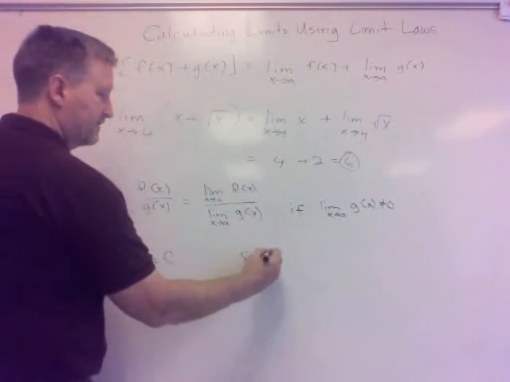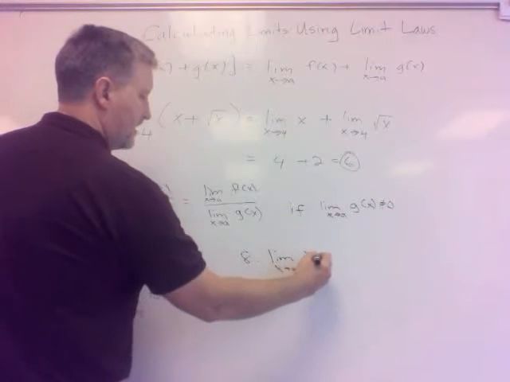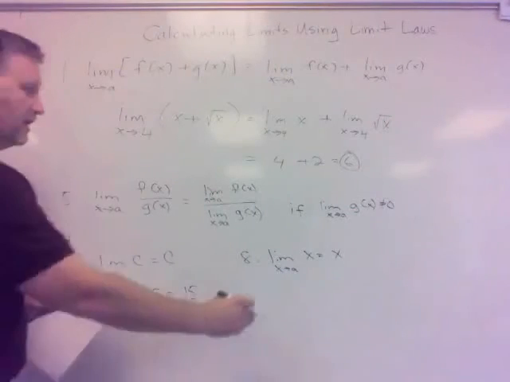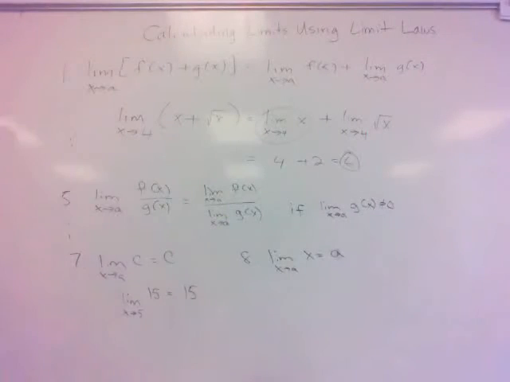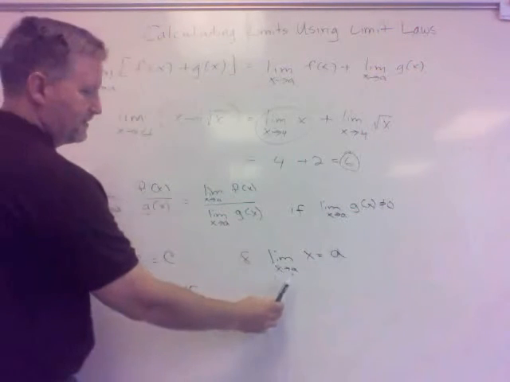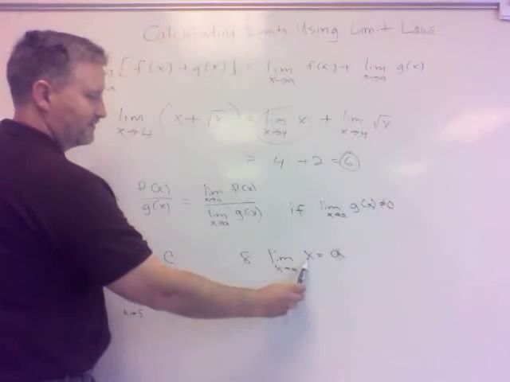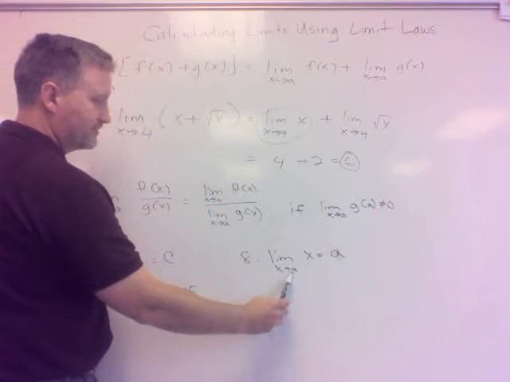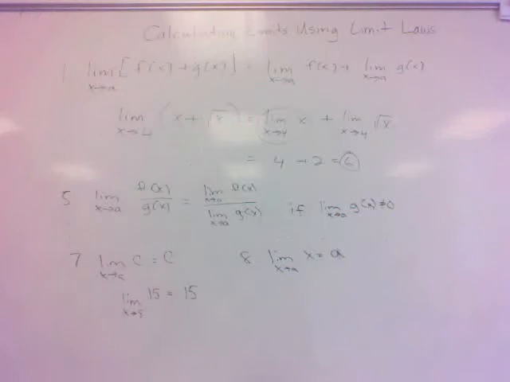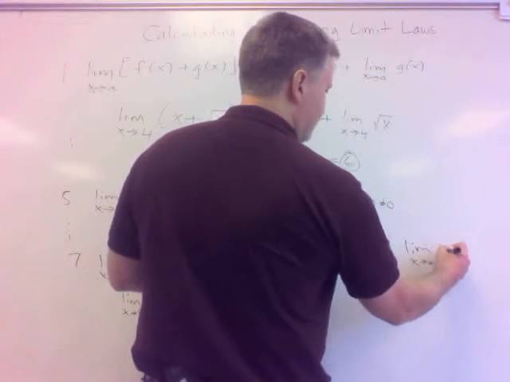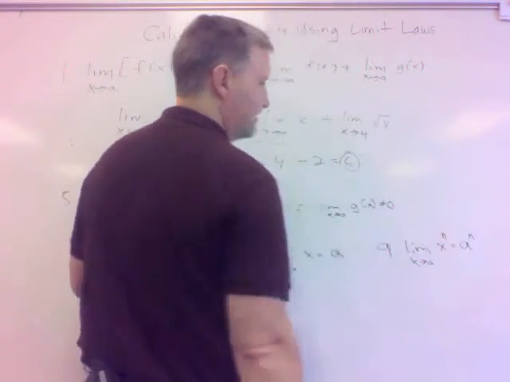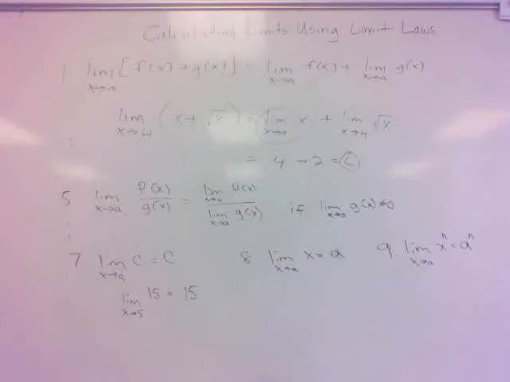Number 8, the limit as x approaches a of x. The answer is a there. That kind of gets back to one we just did. That was hopefully obvious. If x is approaching a and your expression here is x, well, x approaches a, so the answer is of course a. So anyway, it's pretty cut and dried. And then throw in a power: the limit as x approaches a of x to the nth power. Well, then it's going to be a to the nth power is your answer there.